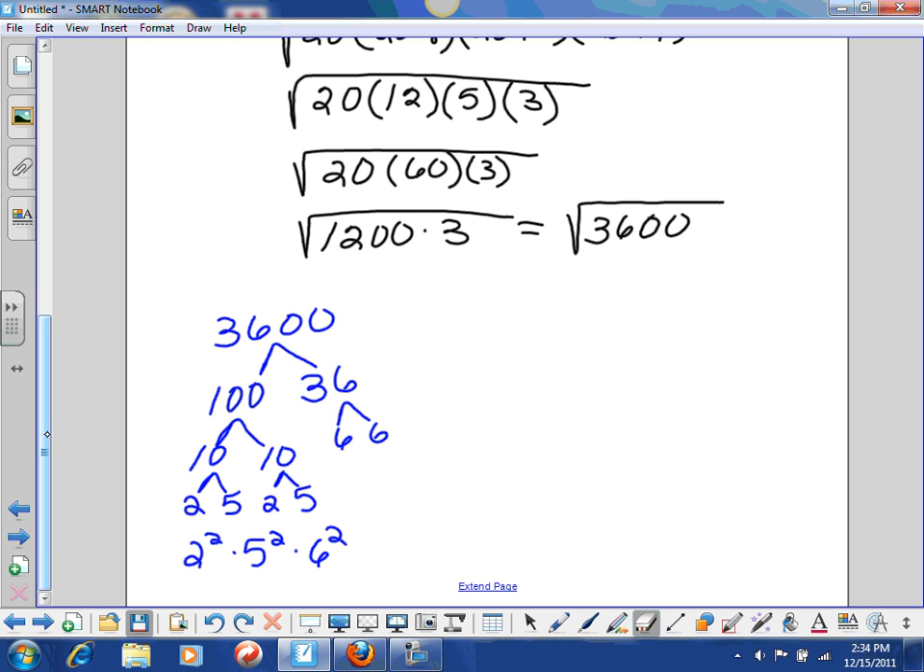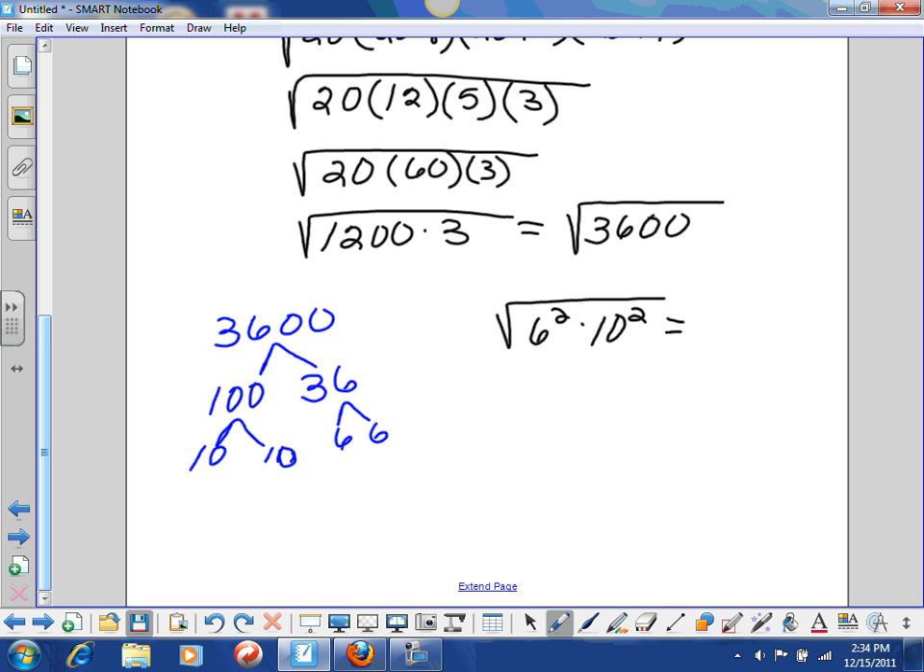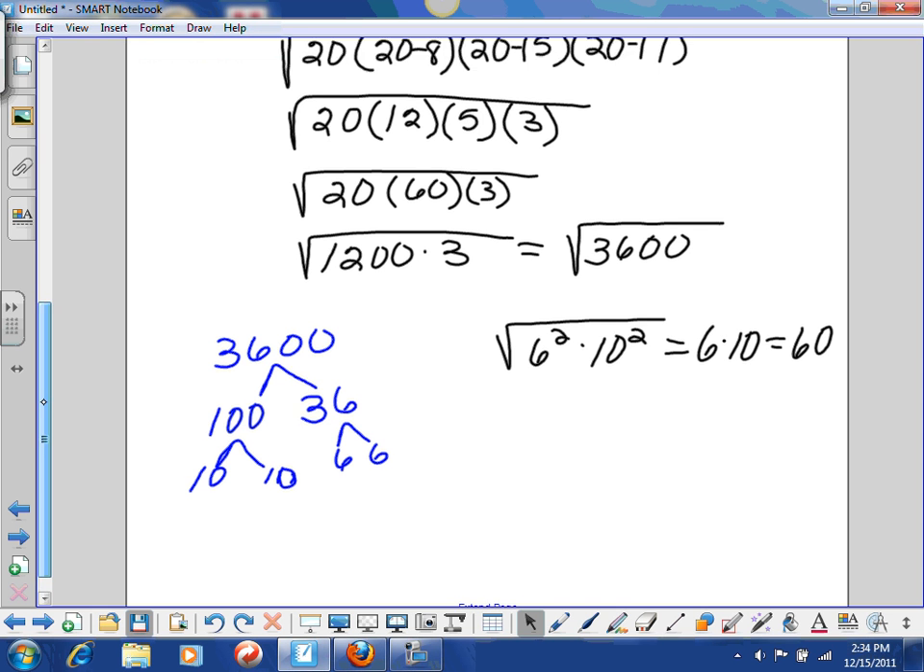I could have actually stopped when I got to exact numbers and done it like this. It could have been 10 times 10 times 6 times 6 because I knew I had square numbers at that point. So the square root of 3600 is equal to the square root of 6 squared times 10 squared. The square and the square root cancel each other out, so it's 6 times 10, which is 60. So the area of that triangle is 60.